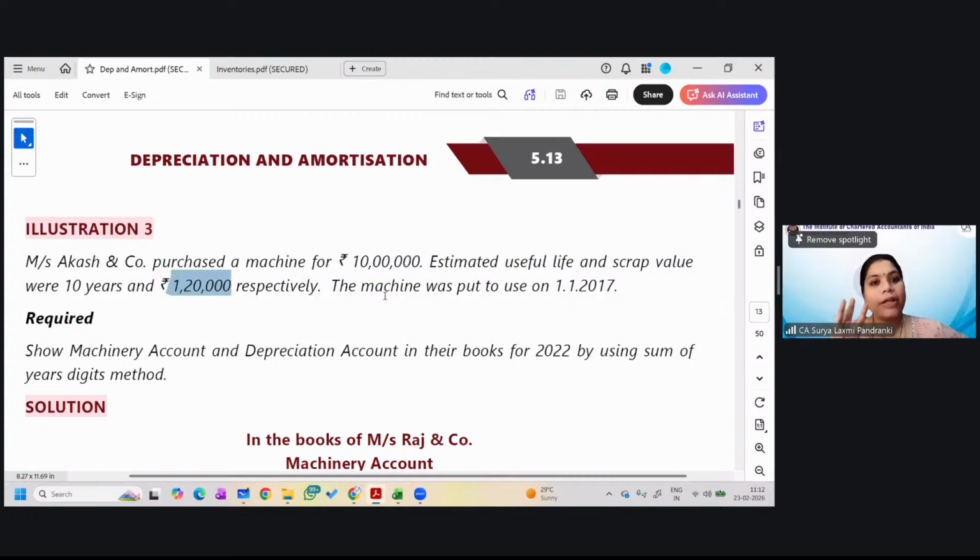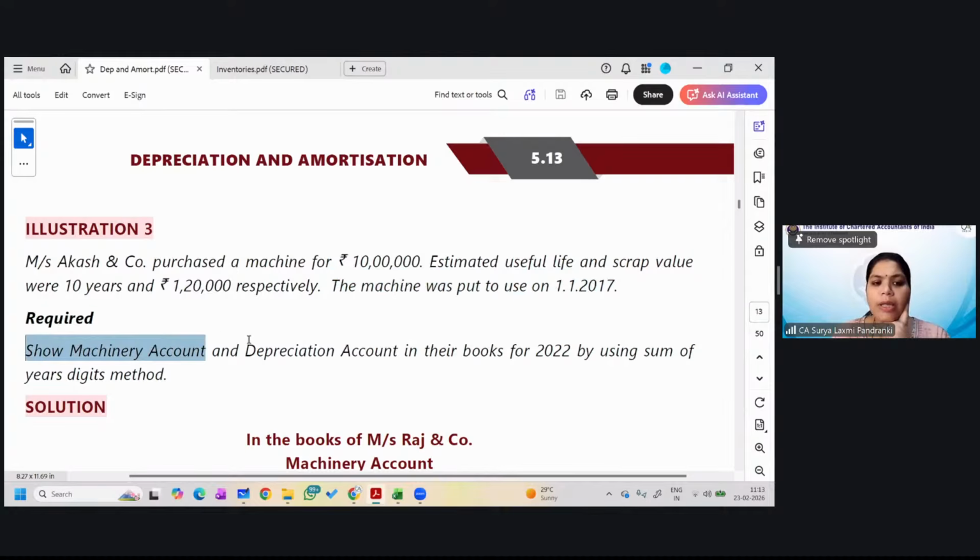So three factors we need, which is cost, useful life, and scrap value or the residual value. All the three are given to us, right? Can we calculate depreciation? Yes, we can. And the machine was put to use on 1st January 2017, right? Okay. Now what is required?